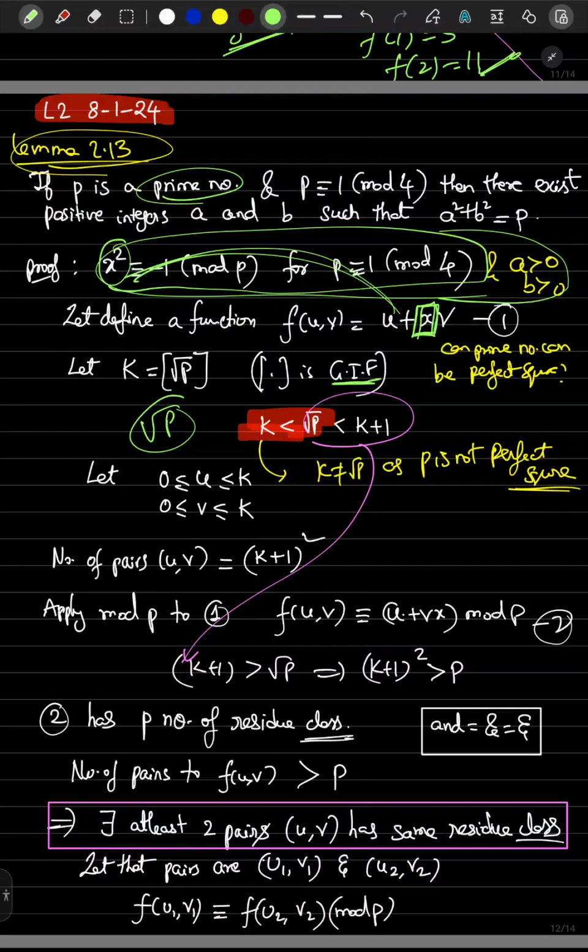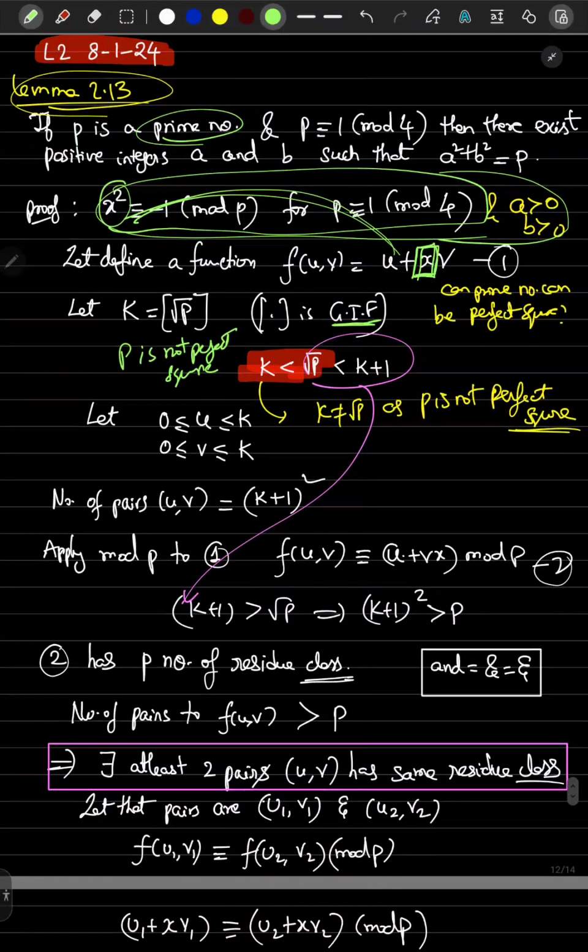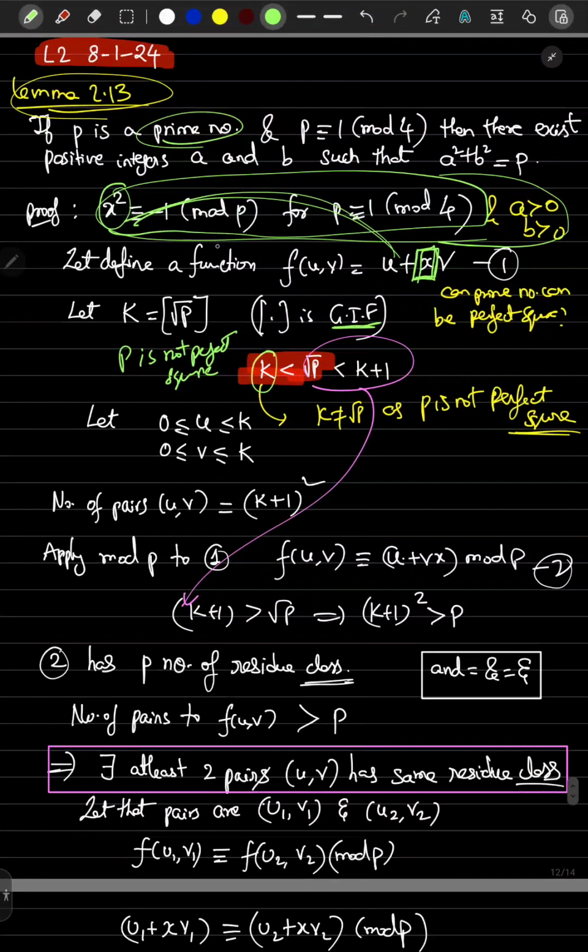I'm saying p is not a perfect square. Okay, no, there are no chances. Let's say root 48: if it were root 49, it would be 7, but root 48 means 6 point something. So finally, concluding, root p cannot be equal to k, and it is less than k plus 1.